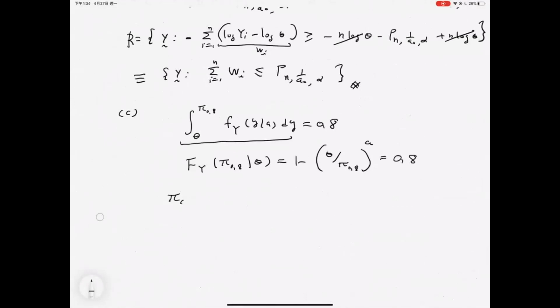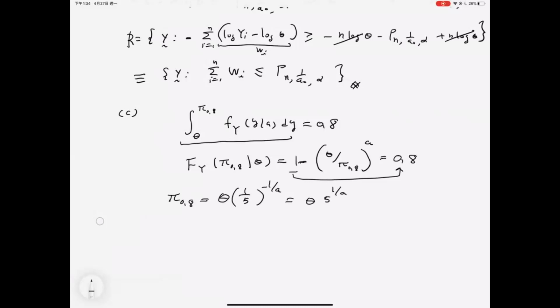How do we solve for pi 0.8? You're taking some operations. You move 1 to the right hand side, it becomes minus 0.2, then the minus sign drops and you have 0.2. Then you take a log and you can isolate pi 0.8. Let me skip that as well. Eventually you will see pi 0.8 equals theta times 0.2 to the power minus 1 over a, or theta times 5 to the power 1 over a.